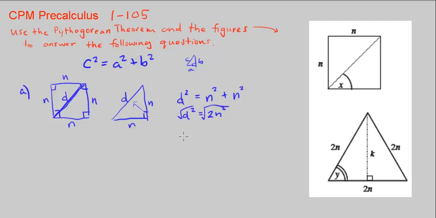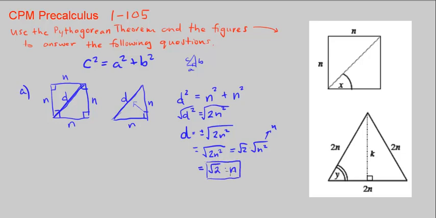Square root both sides, we get d is equal to plus or minus the square root of 2n squared. Since we're looking at actual lengths, we cannot have a negative length, so that's just equal to the positive square root of 2n squared. And we could split this up and it's square root of 2 times square root of n squared. Square root of n squared right here is just n, right, because these cancel out. So we have square root of 2 times n. Okay, so this is the length of our diagonal here. So d is square root of 2 times n.